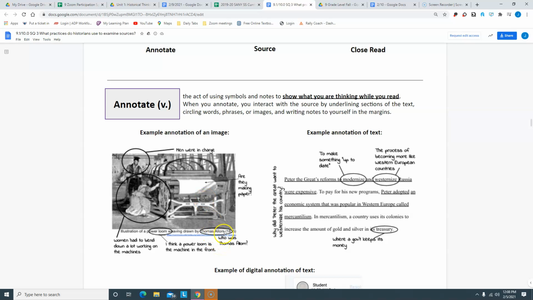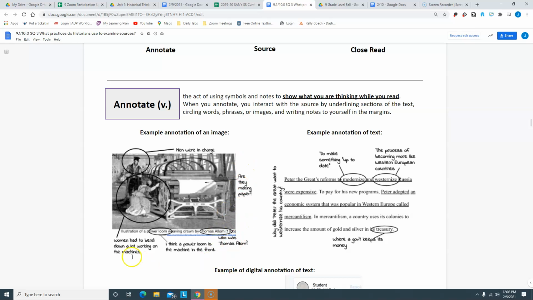This person also circled the author, or the illustrator, I should say, Thomas O'Larn. Who was Thomas O'Larn? We don't know. But there's also the date here, 1835. And that should be circled as well and noted. 1835. We could ask ourselves, what is going on in 1835 that can help us understand this picture?